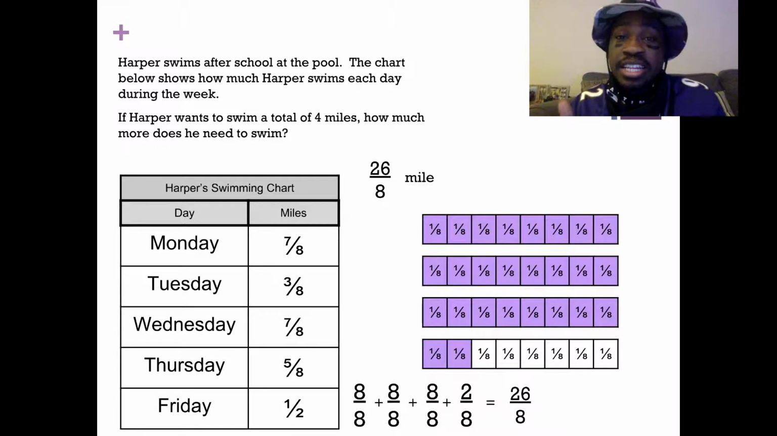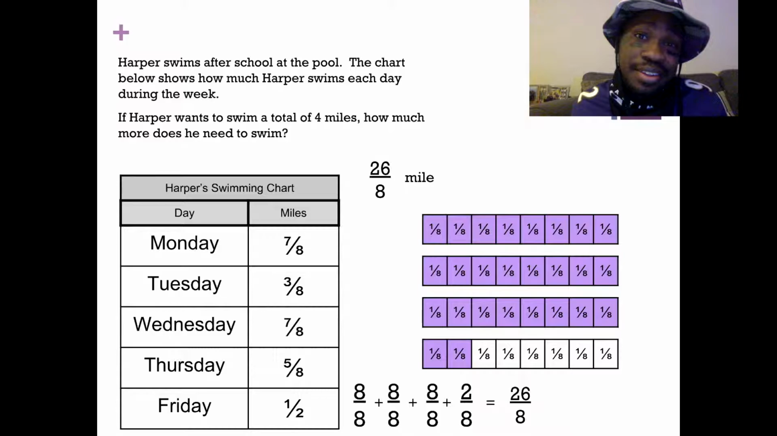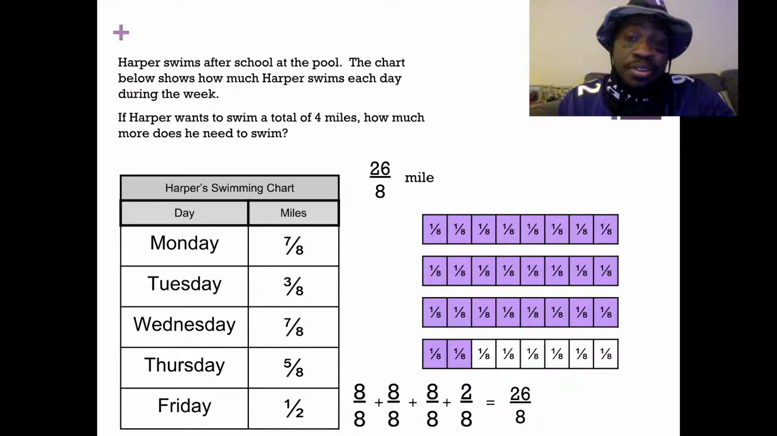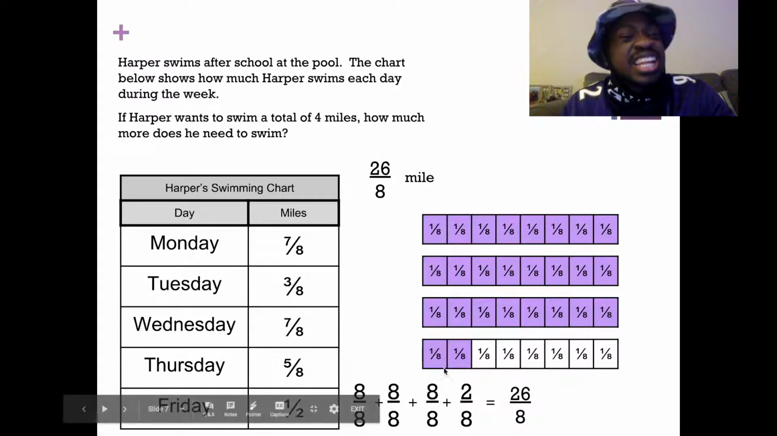8/8 plus 8/8 plus 8/8 is 24/8. Plus 2 more 8s, 26/8. Now that we have this model here of each of my 8/8s, which is 1 mile, I can see that this is 1 mile, 2 miles, 3 miles, over 3 miles. It's 3 miles and then a little bit further.